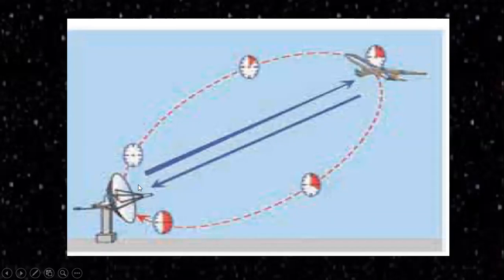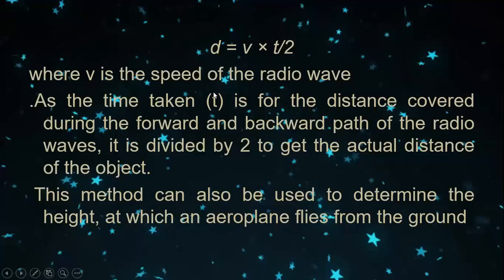Okay. So the distance traveled here from antenna to aeroplane is D. From aeroplane to antenna is again what? D. So what is the total distance traveled? The total distance traveled is what? 2D. So the time can be measured and the distance we have to calculate. Okay. So the distance is equal to velocity into time by 2 because the total distance is 2D. 2D is equal to V into T. So D is equal to V into T by 2.